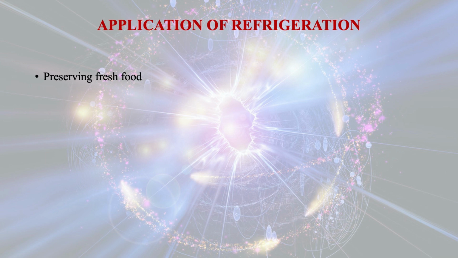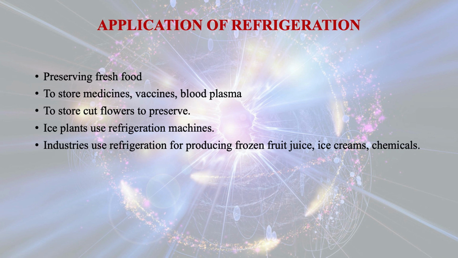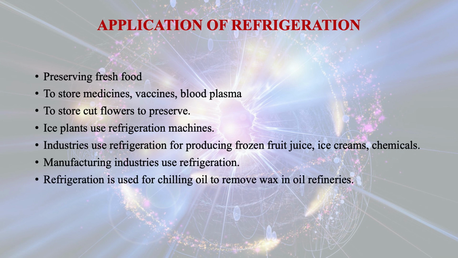We all know about different applications of refrigeration. Refrigeration is used for preserving fresh food, to store medicine, vaccines, blood, plasma. Refrigeration is also used to store cut flowers, to preserve. For ice plants it is used, and refrigeration system is also widely used in industries and also in manufacturing industries. And the refrigeration system is also used for chilling oil to remove wax in oil refineries.